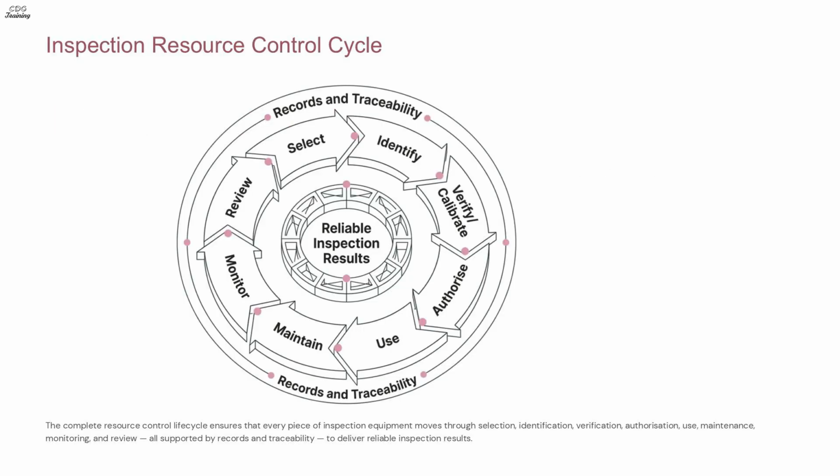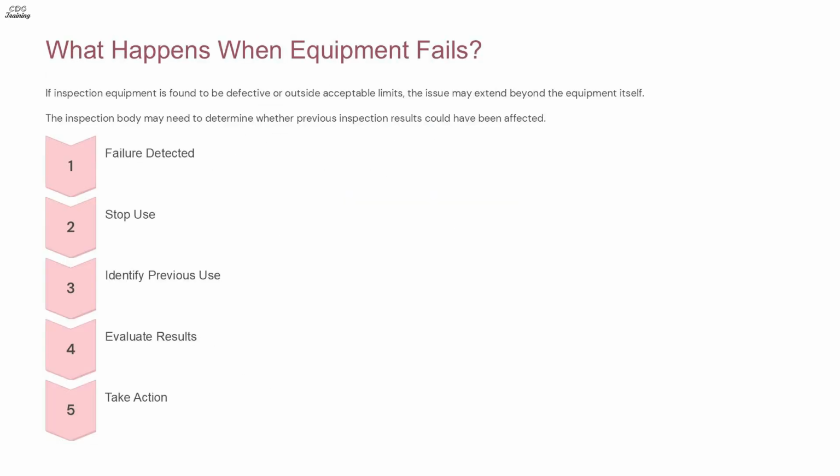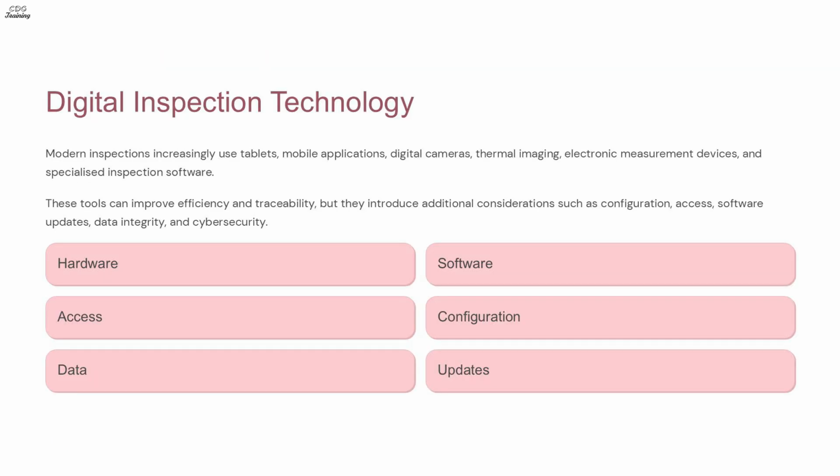The inspection resource control cycle ensures every piece of equipment is properly managed for reliable results. When equipment fails, it's crucial to stop use, evaluate past results, and take corrective action. Digital inspection technology enhances efficiency but requires careful management of hardware, software, and data.